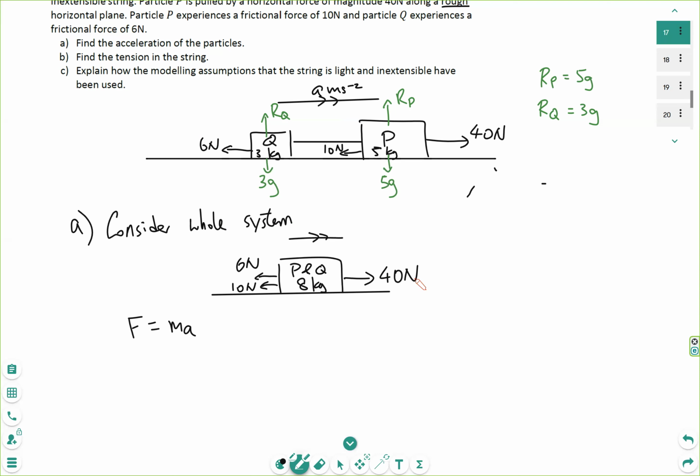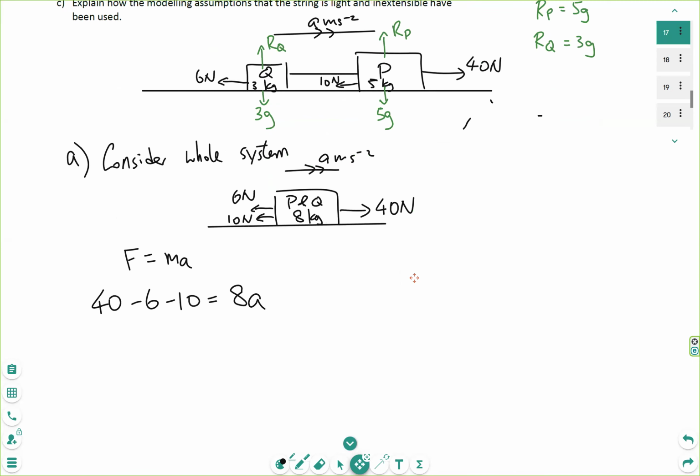Okay, so going to the right, F is 40, take away 6, take away 10, equals the total mass, 8, times acceleration. So if you do the calculation, 40 minus 6 minus 10 is 24. 24 divided by 8 is 3 meters per second squared. That's the acceleration. That means they're both moving at 3 meters per second squared.